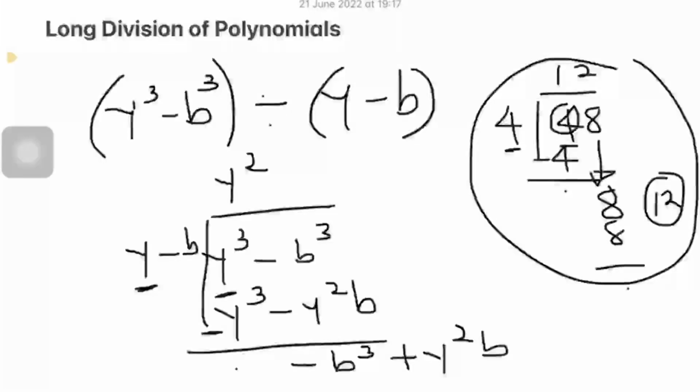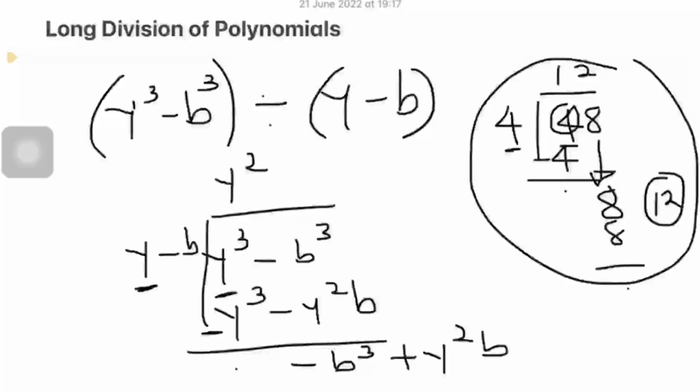Since they have b in common, we can decide to go by the b and ask ourselves, between the b from outside there, the y minus b, and minus b cubed plus y squared b, which one has the highest power? It's b cubed, right?